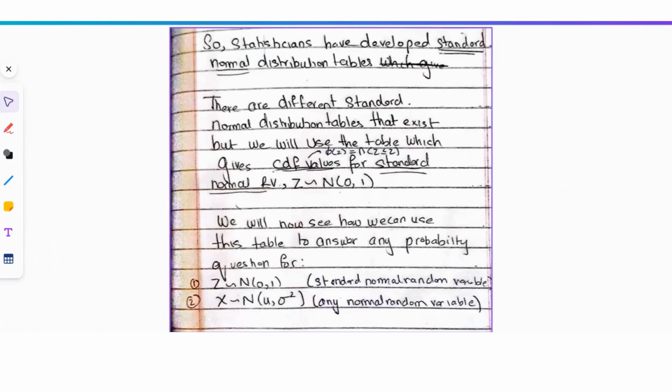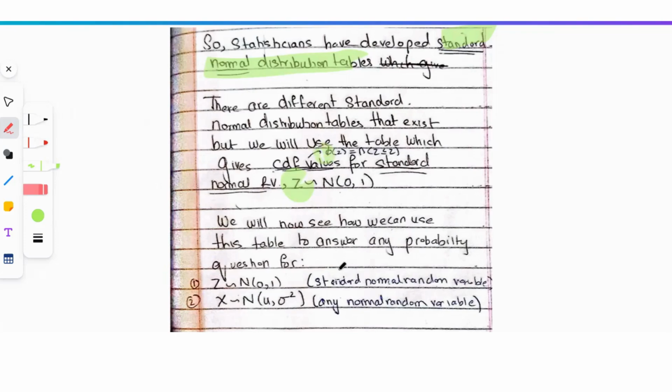So how do we get around this problem and find probabilities for normal random variables? We use standard normal distribution tables. There are different standard normal distribution tables that exist, which provide slightly different information related to the standard normal random variable. But the one we're going to use is a table which gives the CDF values for the standard normal random variable. And remember, when we talk about the standard normal random variable, we denote it by Z and we denote its CDF by Phi.